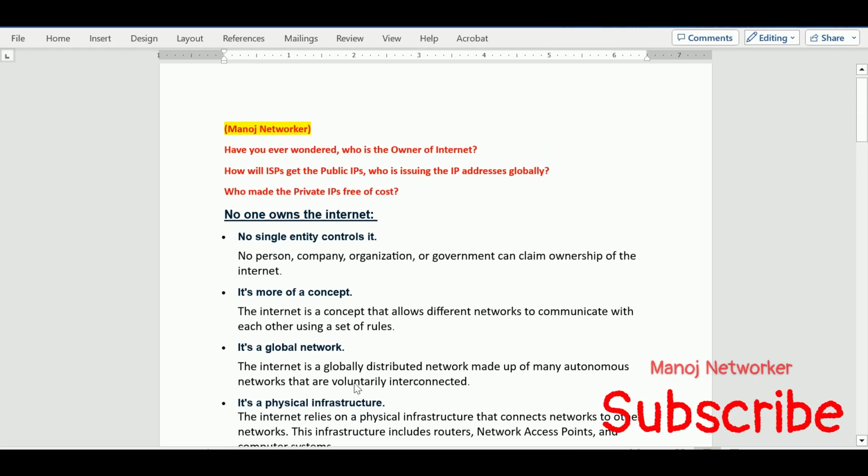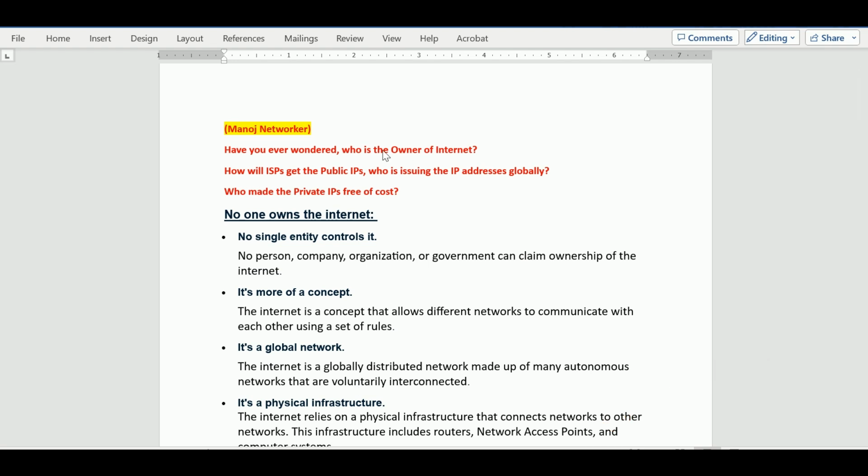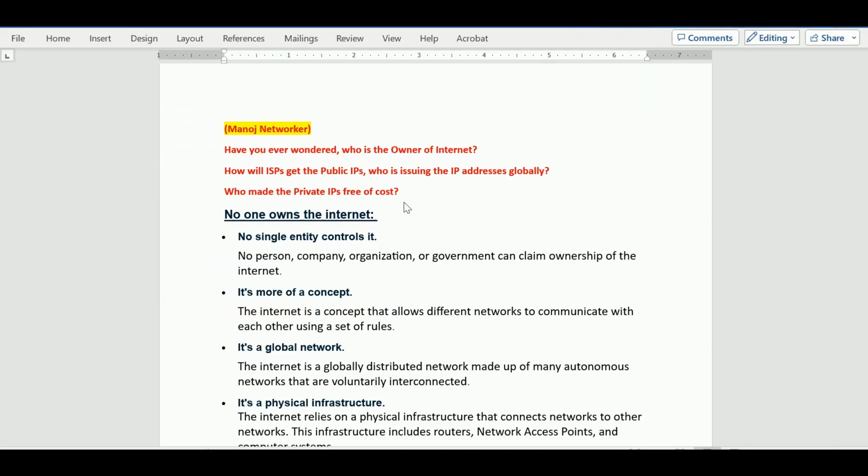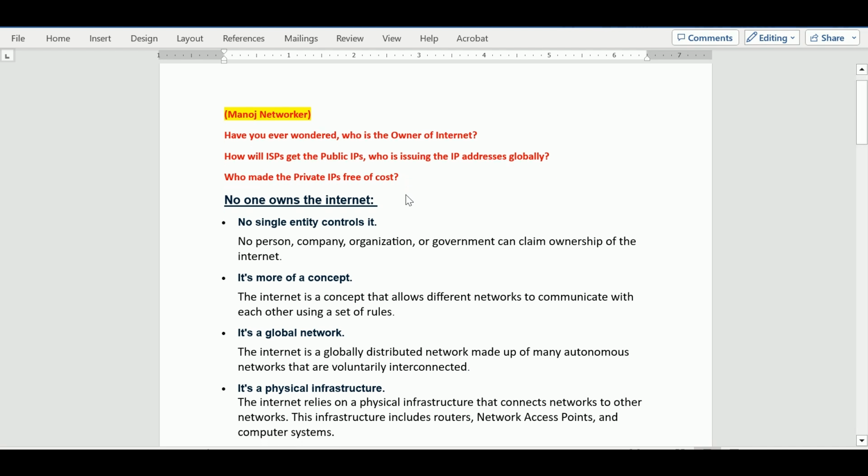So today we'll see three important concepts. Have you ever wondered who is the owner of the internet, how the ISPs get the public IPs, who is issuing the public IPs globally, and who made the private IP addresses free of cost? So let's discuss one by one today.